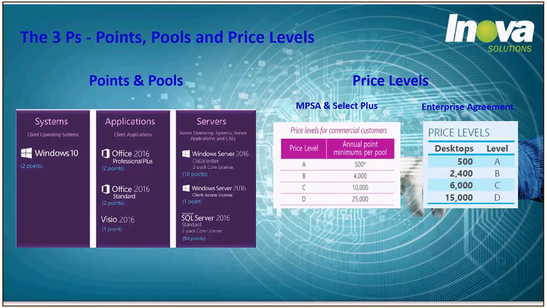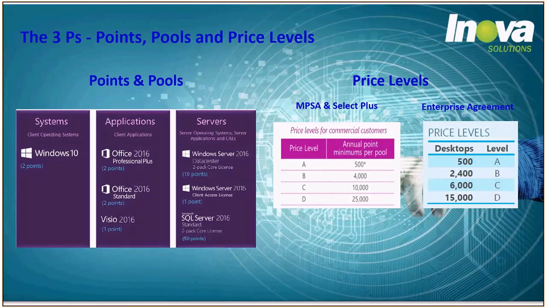And as you can see, the levels differ between the MPSA and the enterprise agreement. The MPSA and Select Plus deal with points, as I explained previously, but the enterprise agreement takes into consideration the number of qualified desktops or users that you'll be adding to the enterprise agreement. So MPSA and Select Plus look at the points per product, but the enterprise agreement looks at the number of qualified desktops or users that you're actually adding to the agreement.